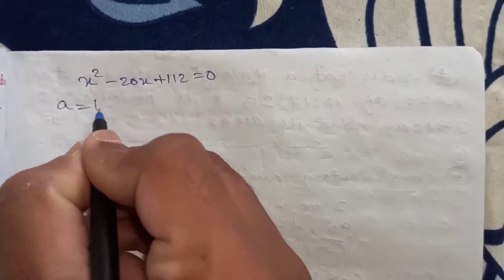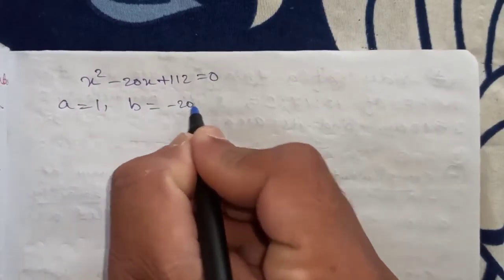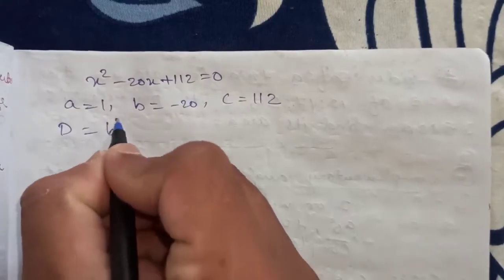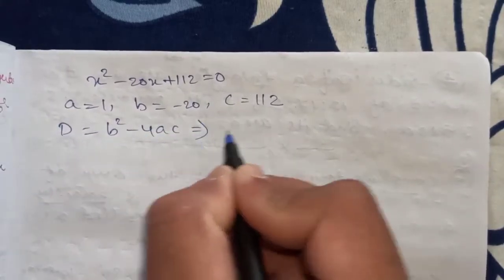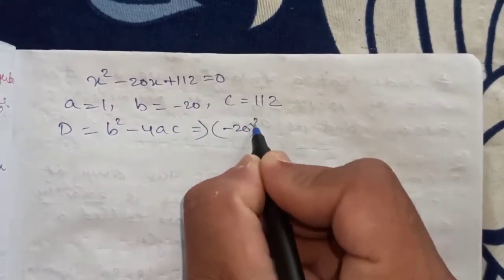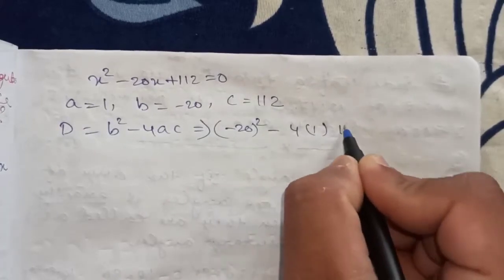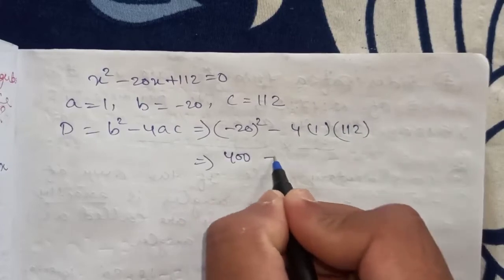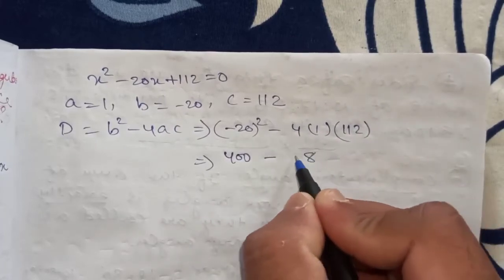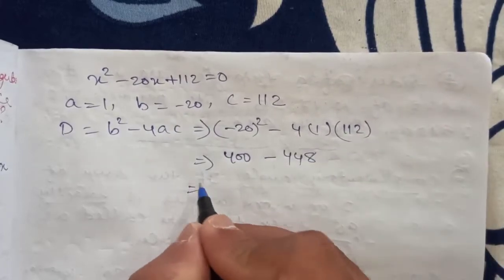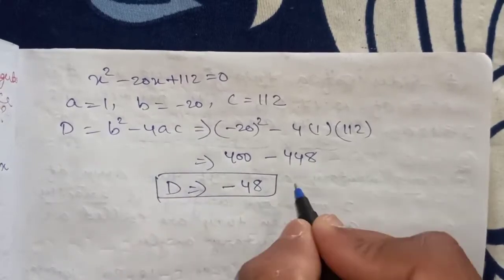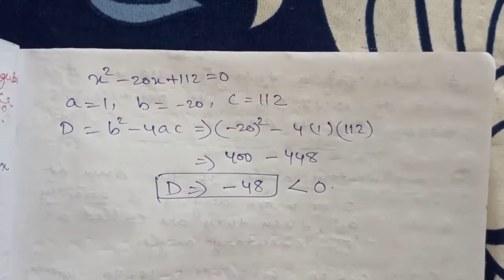First of all, you write a is 1, b is minus 20, c equals 112. D equals b square minus 4ac, which implies minus 20 square minus 4 into a into c. That is 20 into 20 is 400, minus 4 twos are 8, 4 ones are 4, 4 ones are 4. When we subtract, we will get minus 48. D we got is minus 48, that is less than 0.